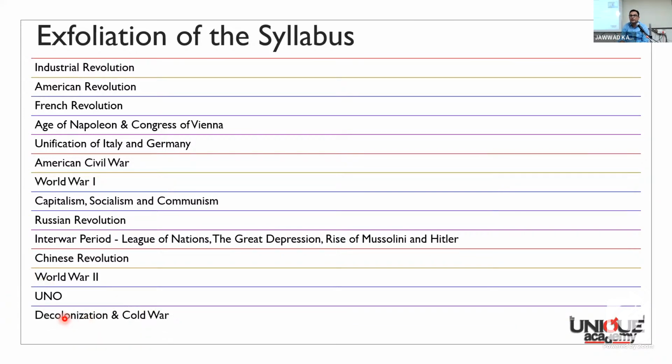Then we'll see decolonization and Cold War. Europe, which had been colonizing the rest of the continents, 84% of world's surface area. Kitna? 84% of world's surface area was occupied by 7 European countries. Just 7 European countries. 84% of world's surface area.